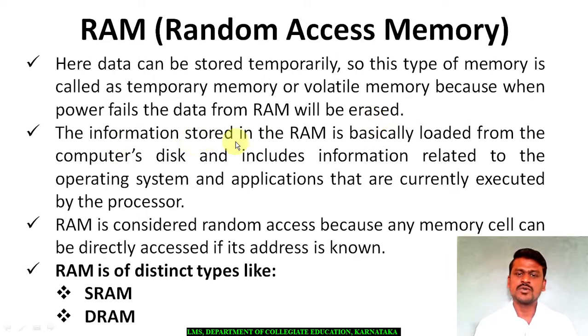Next, the information stored in the RAM is basically loaded from the computer disk and includes information related to the operating system and applications that are currently executed by the processor. This means the information stored in the RAM is basically loaded from the computer disk. In a computer we have RAM and a disk, so there are two types of storage: one is RAM and the other is the secondary hard disk, right? Whatever data we take from the hard disk will be loaded to the random access memory first.